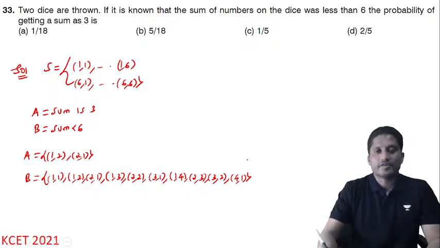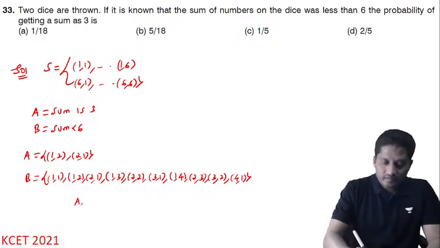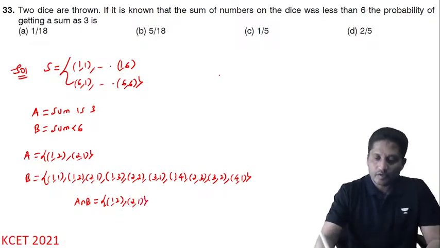Yeah, that's right, sum 5. A intersection B is equal to the matrix 1, 2 and 2, 1. Right, now P of A given B. P of A given B is equal to N of A intersection B divided by N of B.